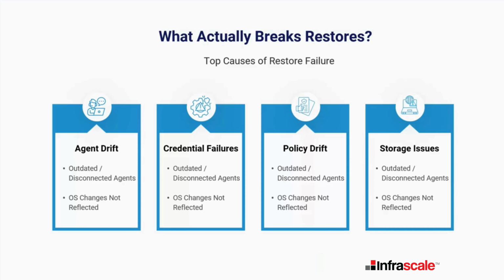So now if you step back and look at all four of these, agent drift, credential issues, policy drift, and storage, they all have one thing in common. They are not sudden failures. They are slow, incremental changes that happen over time. And because they are gradual, they are easy to miss, especially if you are only monitoring backup job success. So when a real incident happens, a ransomware attack, a system crash, or a data loss, that's when all of these small issues surface at once. And that's why the restore fails.